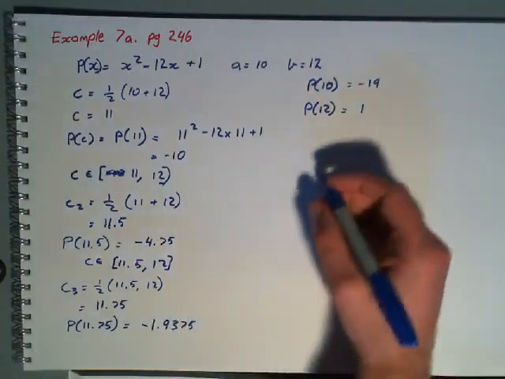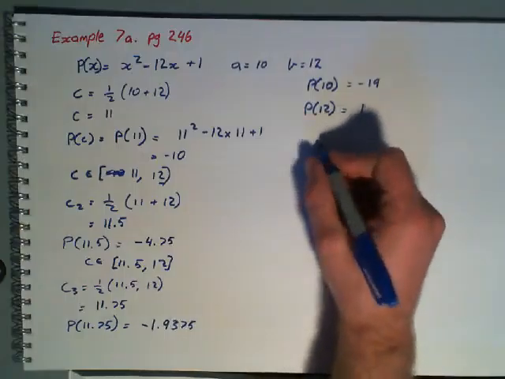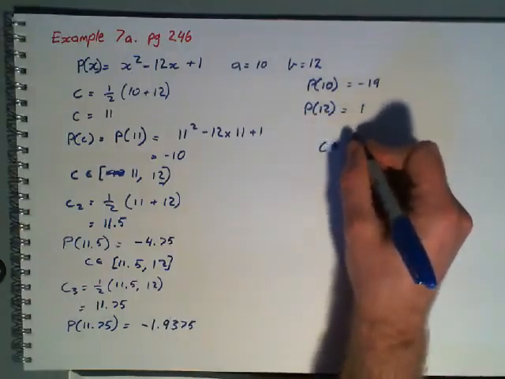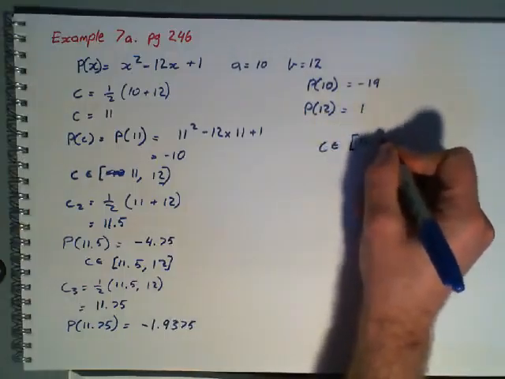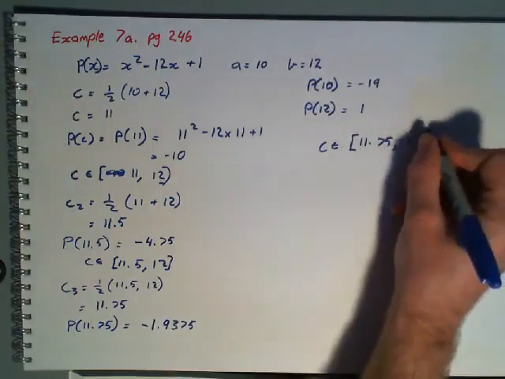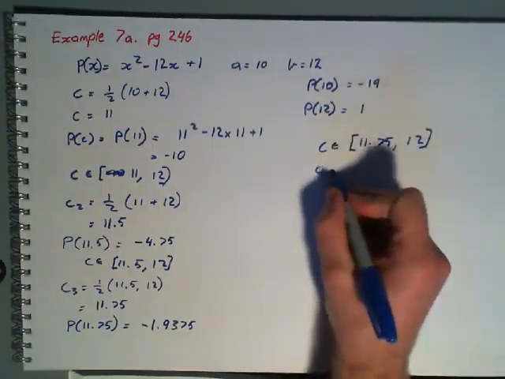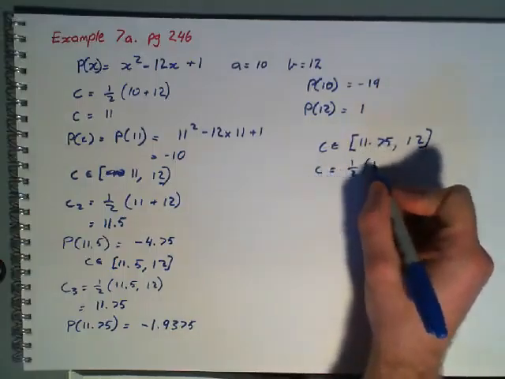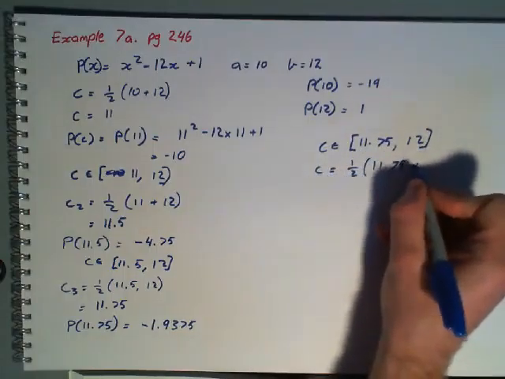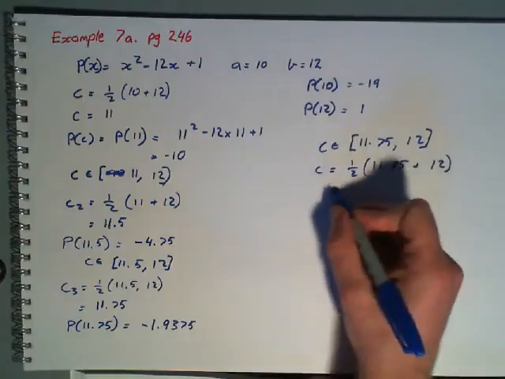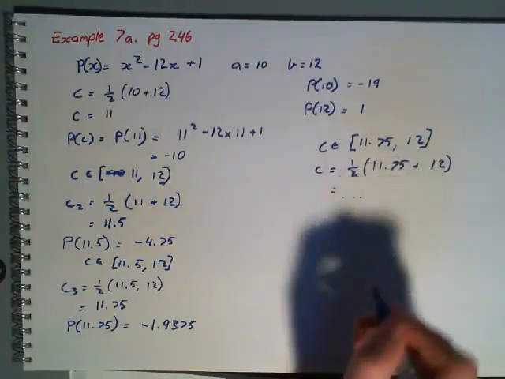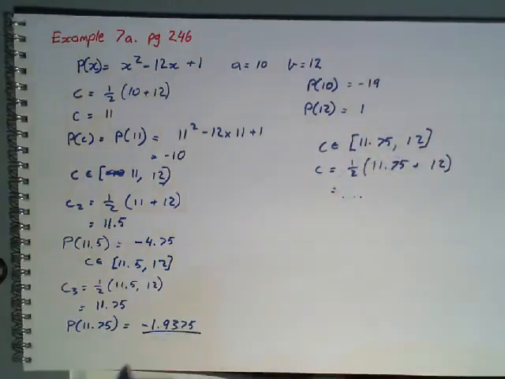So might as well keep going. So I can say C has to be between 11.75 now and 12. So somewhere between those 2 points, and I can do it again. So C halfway between 11.75 and 12. Okay, and so on and so forth. So each time we do it, we're going to get closer to 0. So that's example 7a.